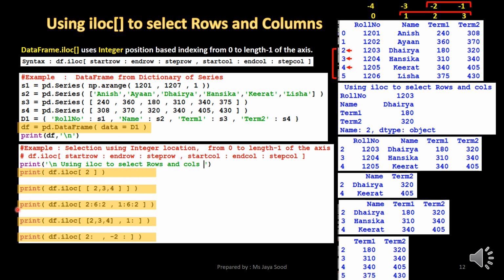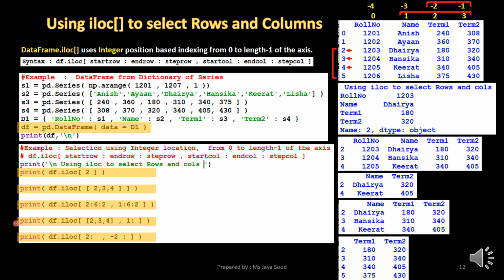The next print statement, print df.iloc row indexes 2 colon 6 colon 2, comma, the column indexes 1 colon 6 colon 2 will start the row selection from the index 2, will stop before the row index 6 taking 2 steps at a time. The column selection will start from the column index 1, will stop before the column index 6 taking 2 steps at a time. So it will select row 2 and row 4 and column 1 and column 3 as shown here in the output.